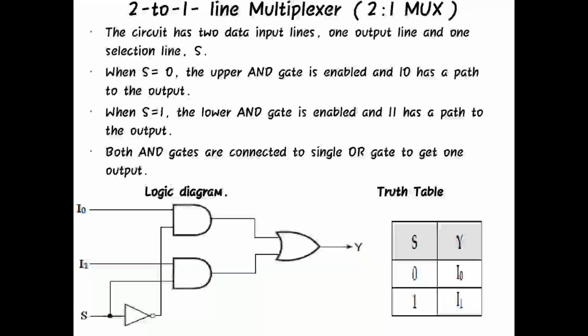So the 2:1 line multiplexer, as we know, basically a multiplexer has many inputs and one output. Again in inputs we have two types: one is the select input, second is the data inputs. Here in this case, 2:1 line multiplexer, we have two data inputs, one select input, one output. Coming to the working, when S is 0, the upper AND gate is activated. When S is 1, the lower AND gate is activated. Finally, these two are connected to an OR gate to get what? To get a single output.